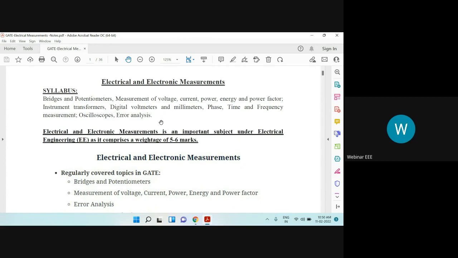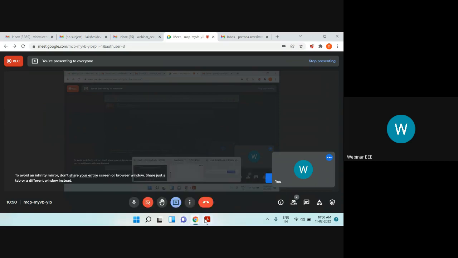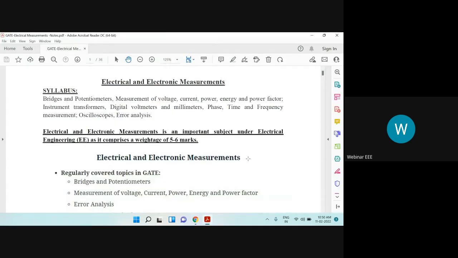The main topics covered under this measurement subject are bridges, potentiometers, and measurement of voltage, current, power, and energy, which are the basic parameters to be measured using instruments. We will also learn about instrument transformers, digital voltmeters, multimeters, and phase, time, and energy meters. Among electronic measuring instruments, we will learn about oscilloscopes, that is, cathode ray oscilloscopes.